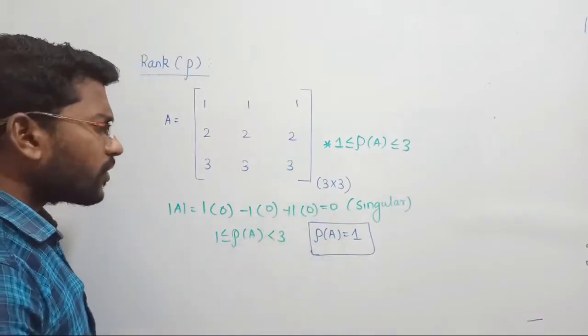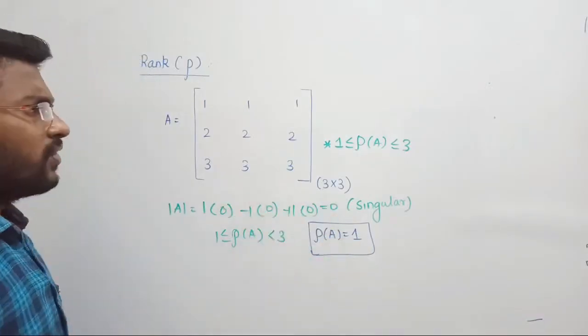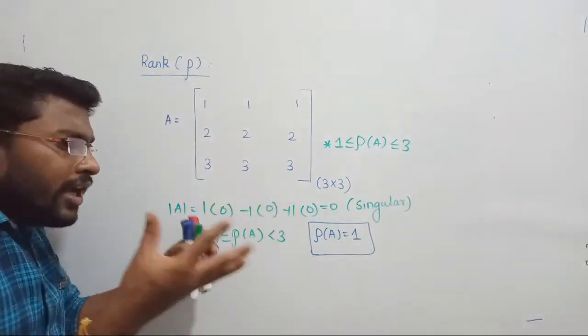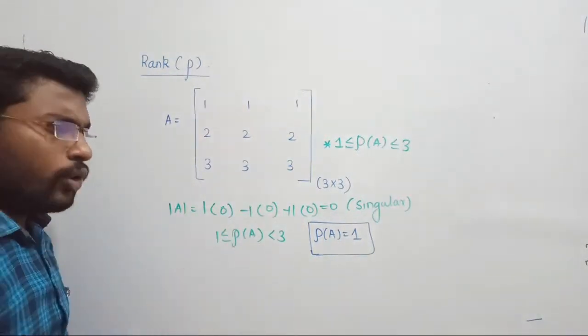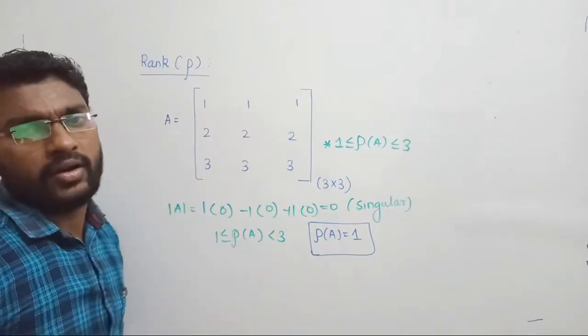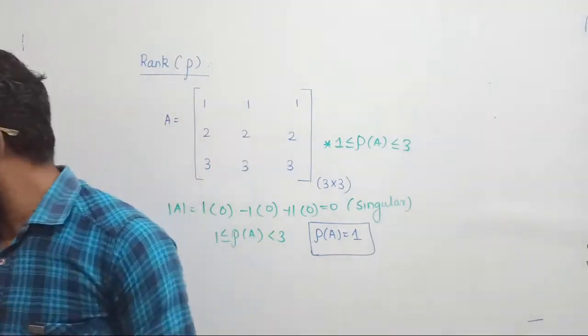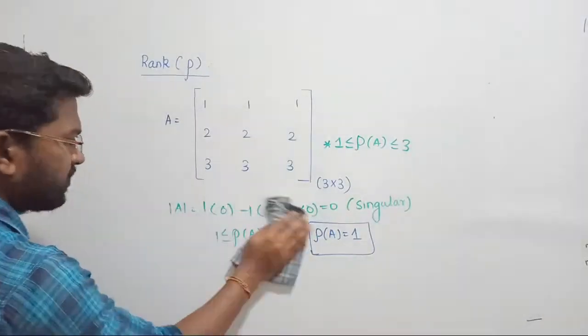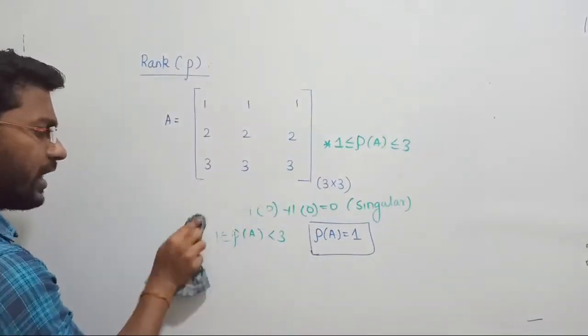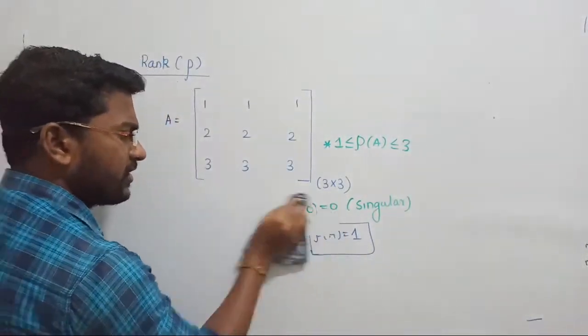Clear? Now, what is our next task? Till now, I was only talking about square matrices. Sir, suppose a non-square matrix is given, how will you find out the determinant of the matrix? Shall we start? Let us select a non-square matrix and see how to find out the rank for the non-square matrix.